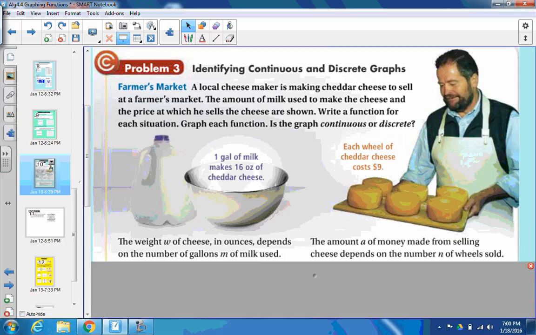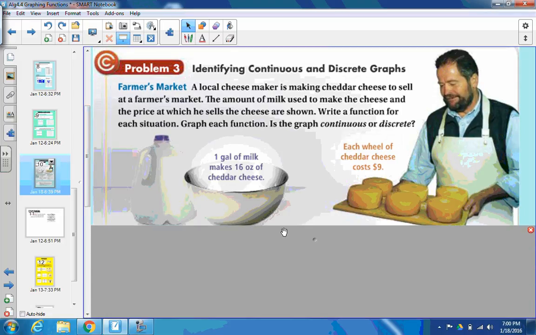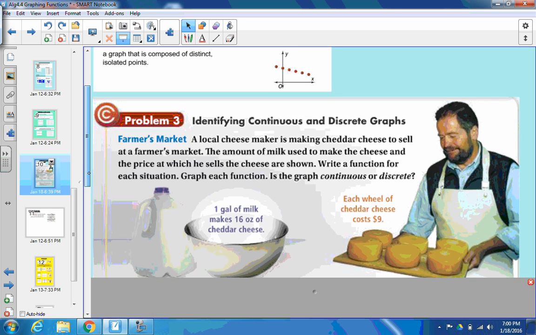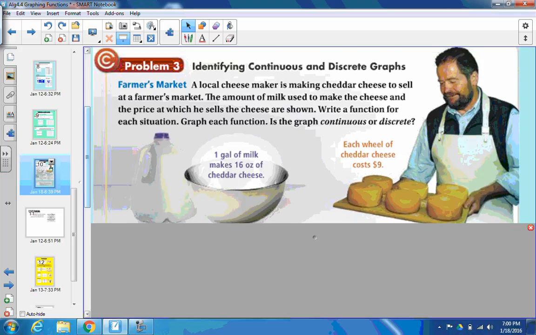So we've got this example right here. Farmer's market. A local cheesemaker is making cheddar cheese to sell at a farmer's market. The amount of milk used to make the cheese and the price at which she sells the cheese are shown. So those are the two different things we might graph. Write a function for each situation, graph each function. Is the graph continuous or discrete?